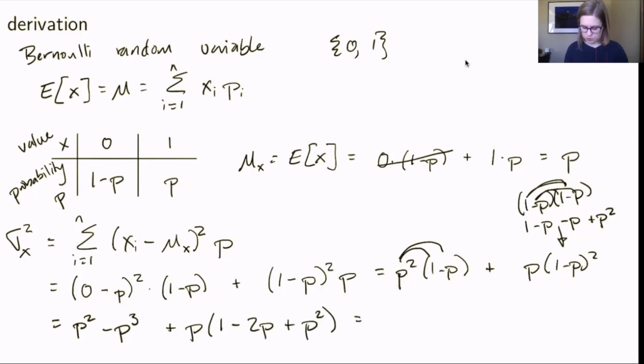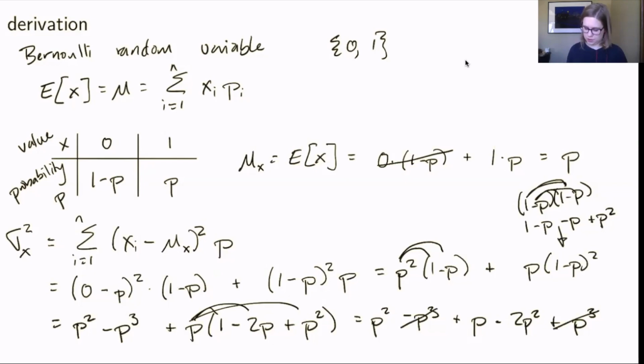Then I need to do just a little more distribution. p squared minus p cubed plus p times 1 is p, minus 2p squared, plus p to the third. And then I can cancel some things. So I've got a p cubed and a minus p cubed. That's good. Now I've got, let's see, p minus p squared, because I had p squared minus 2p squared. And then I could distribute that back out and say that's p times (1 minus p). So now for a Bernoulli random variable, I have my expected value, which is p, and then I have my variance, which is p times (1 minus p).